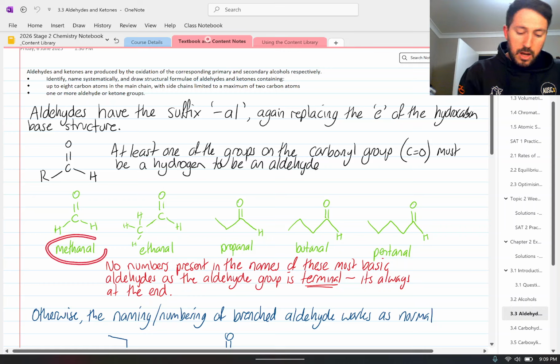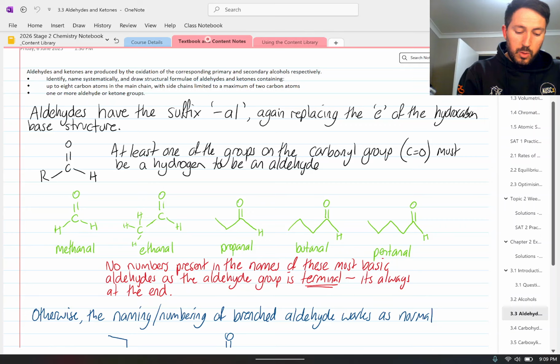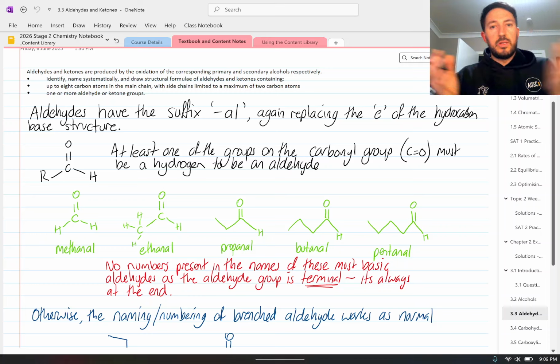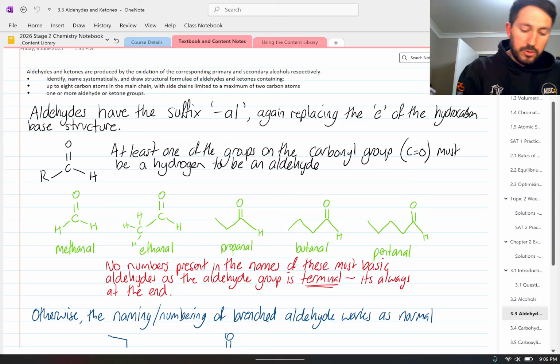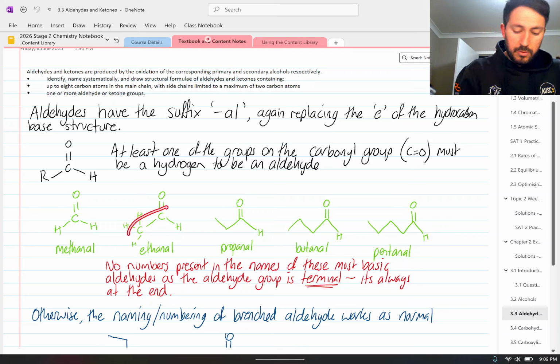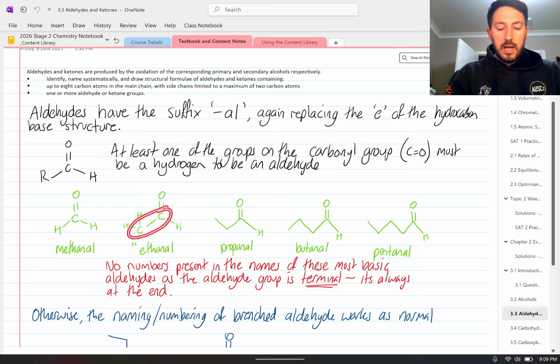So we have methanal. We have only one carbon in our aldehyde, and as we have only one carbon, there's no others that carbon is attached to. So we have two hydrogens attached to that carbon. Now, once we move up to ethanal, which is from our two carbons here, because it's an aldehyde, we have a hydrogen at the end here.